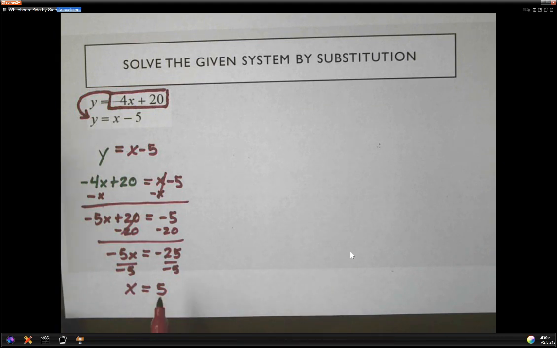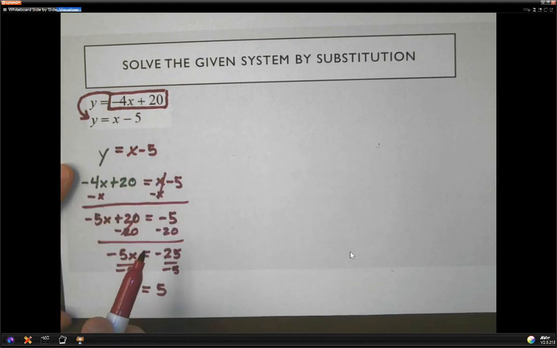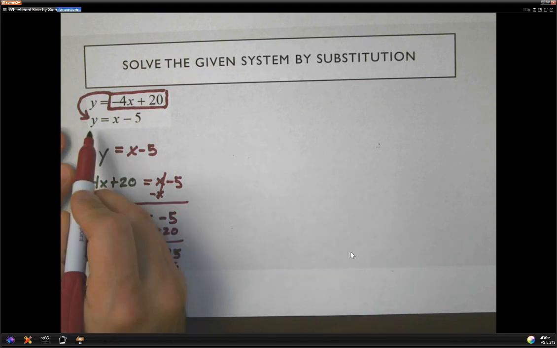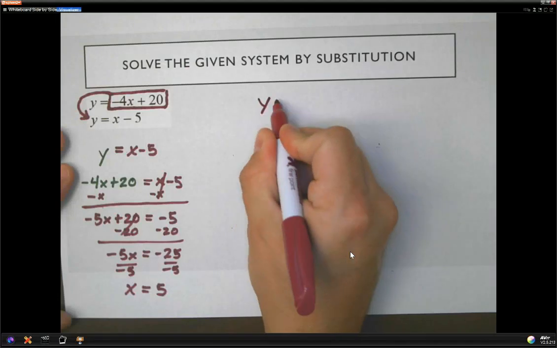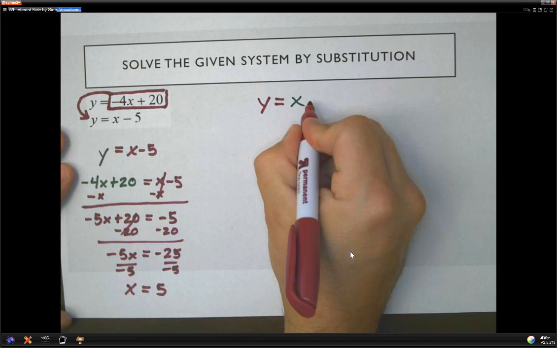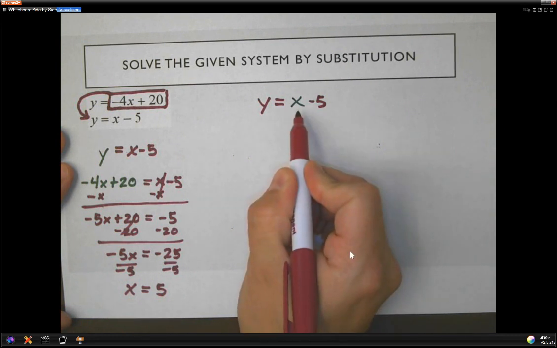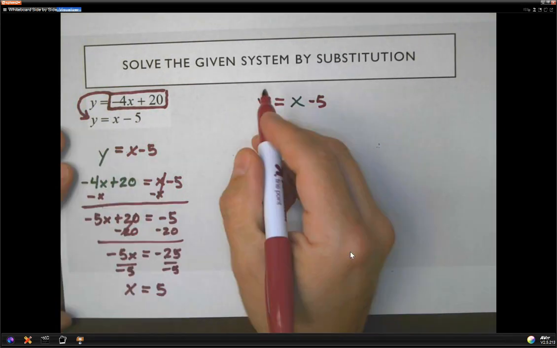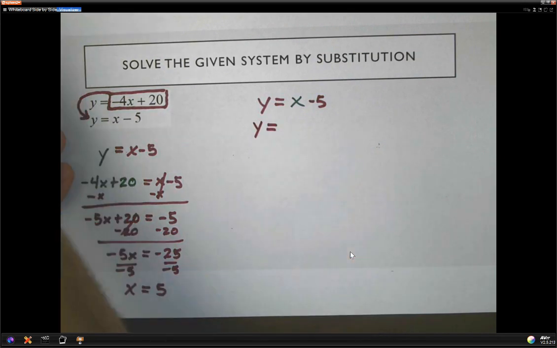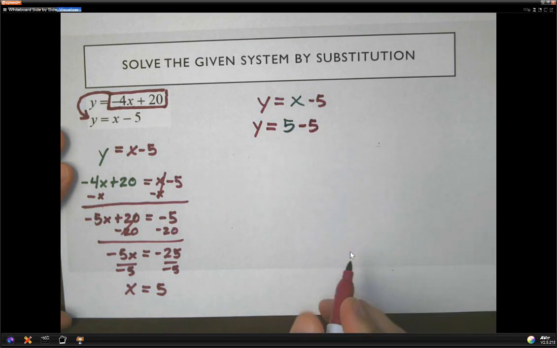So we're going to take what we have and plug it into either equation. It doesn't matter which one. You find one that looks easier to you. In this example, I think y equals x minus 5 is going to be the easier equation to use. So I'm going to take what x is and substitute it in for the x in that equation. So I get y is equal to 5, that's what we're substituting in, minus 5.